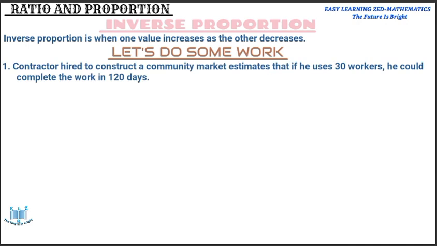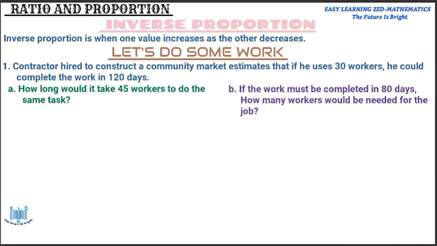I'm going to use this scenario and these two questions to demonstrate more on what inverse proportion is. So the scenario is: a contractor hired to construct a community market estimates that if he uses 30 workers, he could complete the work in 120 days. Now let's go to question 1.